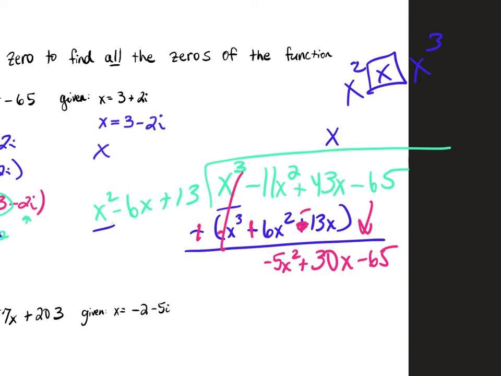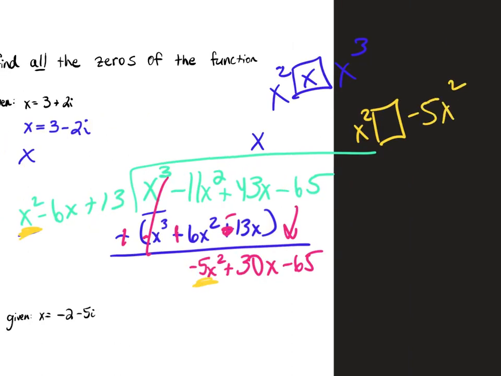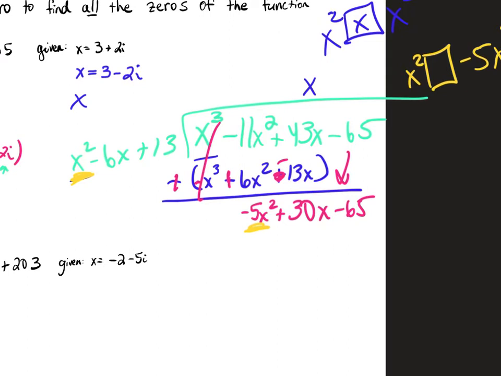First term into first term. So I have x squared times what gives me negative 5x squared? Negative 5. So minus 5. Now let's multiply. Negative 5 times x squared is negative 5x squared. Negative 5 times negative 6 is positive 30x. Negative 5 times positive 13 is negative 65.